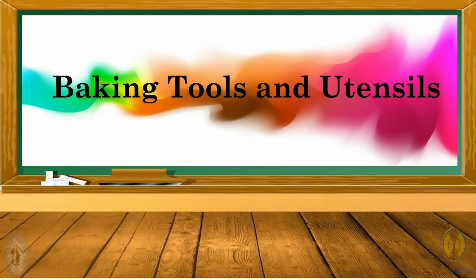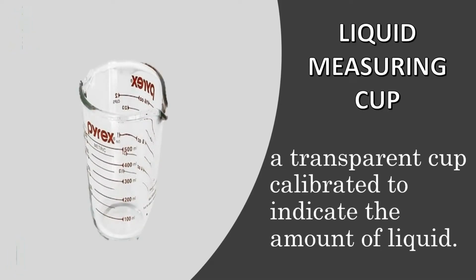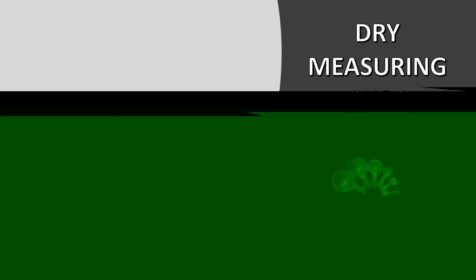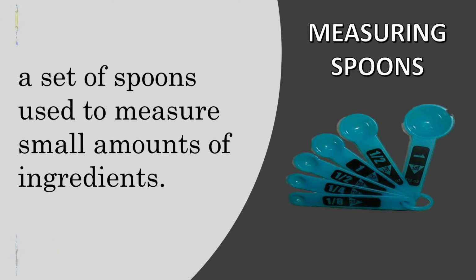To measure those ingredients, you should know the uses of baking tools and utensils. We have the liquid measuring cup. It is a transparent cup calibrated to indicate the amount of liquid. We also have the dry measuring cup, a set of marked cups used to measure dry ingredients such as flour and sugar. We also have measuring spoons. It is a set of spoons used to measure small amounts of ingredients.